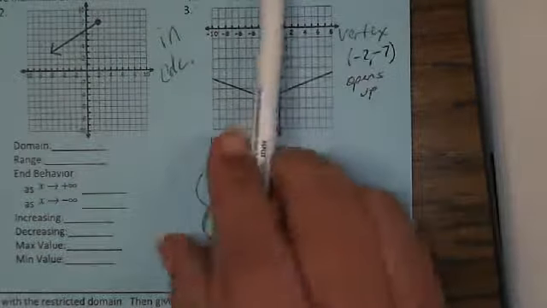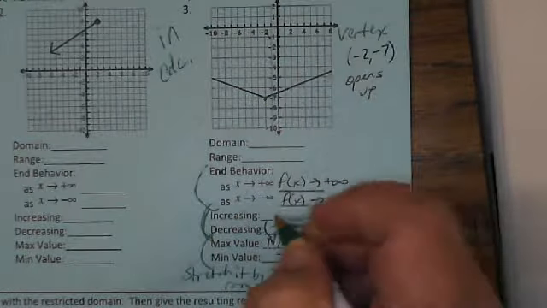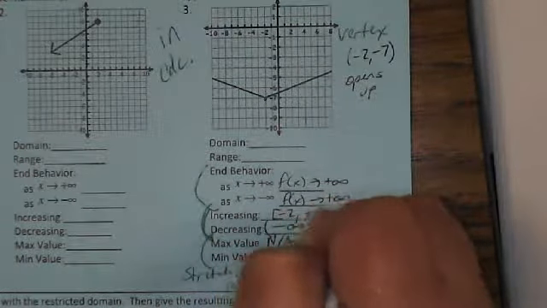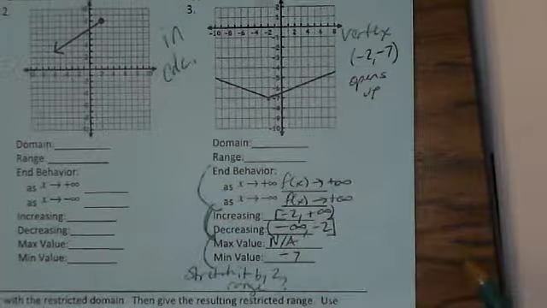And then at -2, it changes. Right here at -2, it changes, and it goes up, up, up, up, up. So we start with -2 and go to +infinity for increasing. Remember, this is the roller coaster.